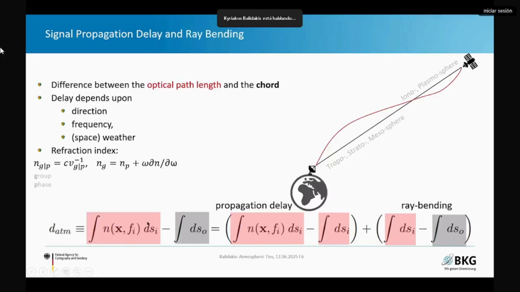If you write the equation, you can express it in terms of propagation delay and in terms of ray bending. So how much more time it takes to travel along the bent path, and what is the difference between traveling in a straight line as opposed to a bent path. The ray bending is only important if you go to very low elevation angles. At higher elevation angles, higher than 30 degrees or so, ray bending has a very small contribution, almost zero.